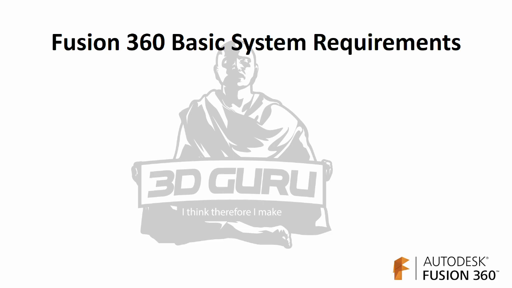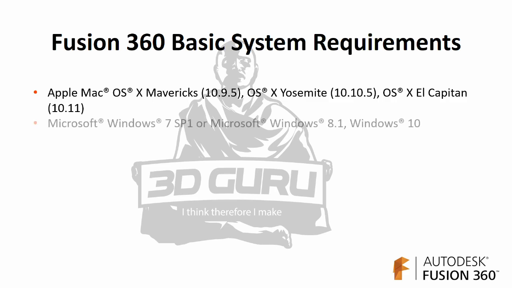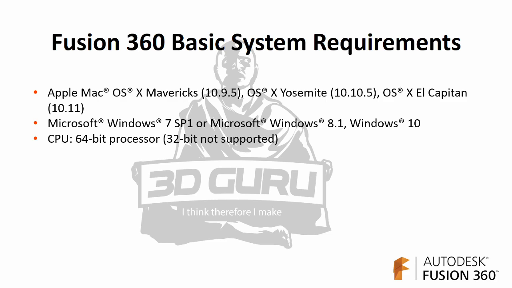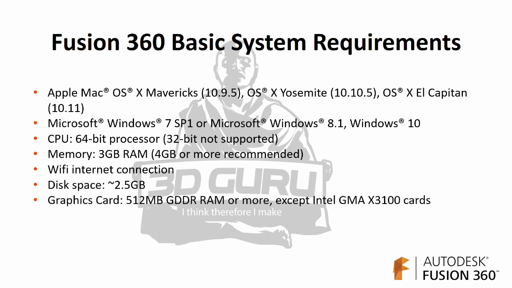There are a couple basic system requirements. You need to make sure that your computer has Mavericks or Windows 7 or above installed. You have a 64-bit processor. I don't think Fusion will even install on 32-bit processors now. 3 gigs of RAM or more, and really the more the better. The machine that I'm using right now has got 16 gigs of RAM. An internet connection, approximately 2.5 gigs disk space, and this one's an important one.